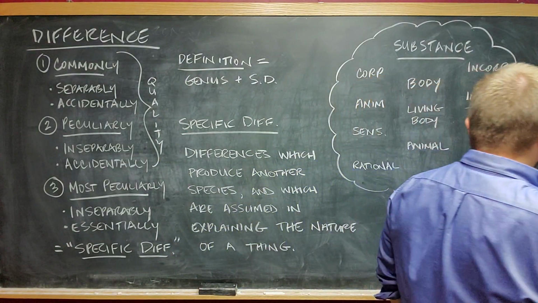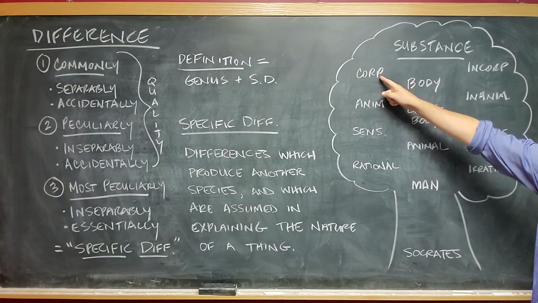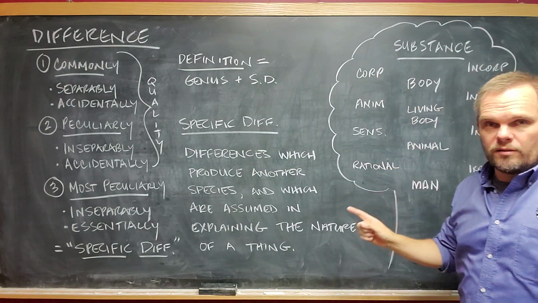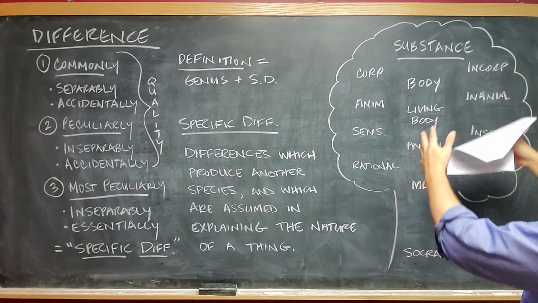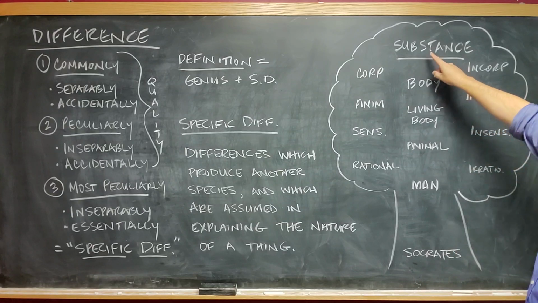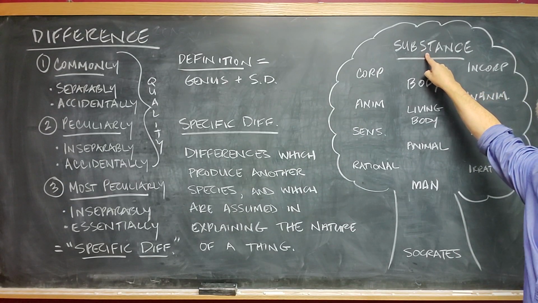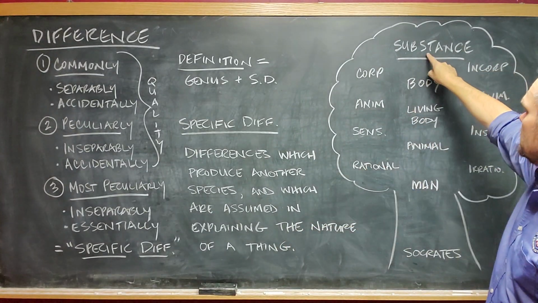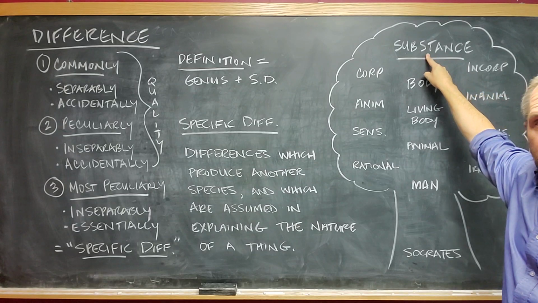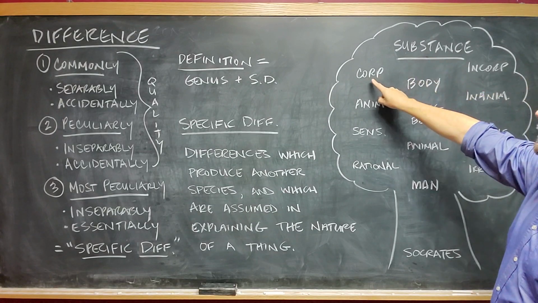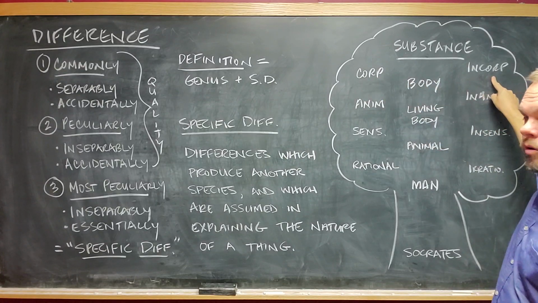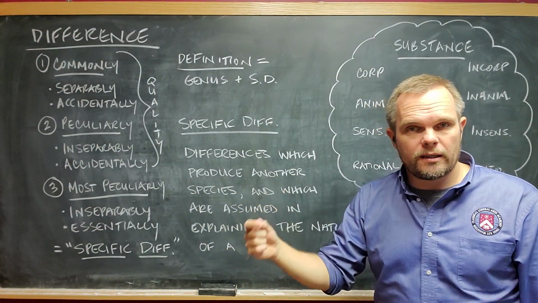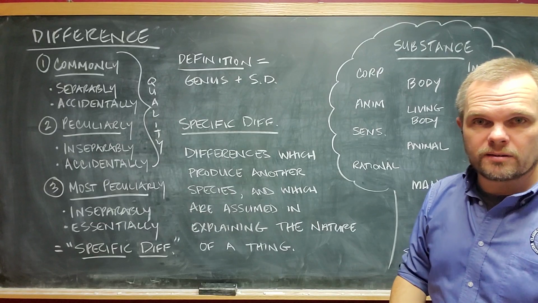However, here in lesson 3, we have a list of terms on each side here. And these are differences. These are specific differences. Okay? And here's what this tree shows us. If we take the genus substance, we can divide it by its specific differences. The specific difference for the genus substance would be corporeal or incorporeal. So we either have a corporeal or bodily substance or an incorporeal or bodiless substance.